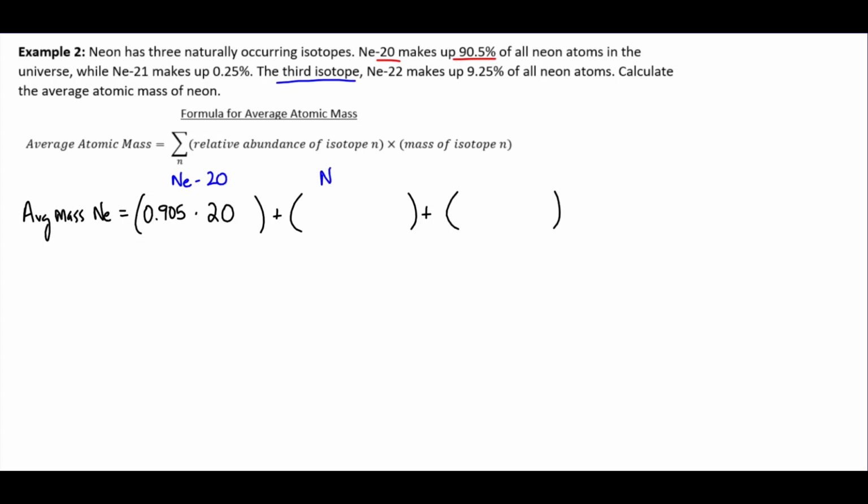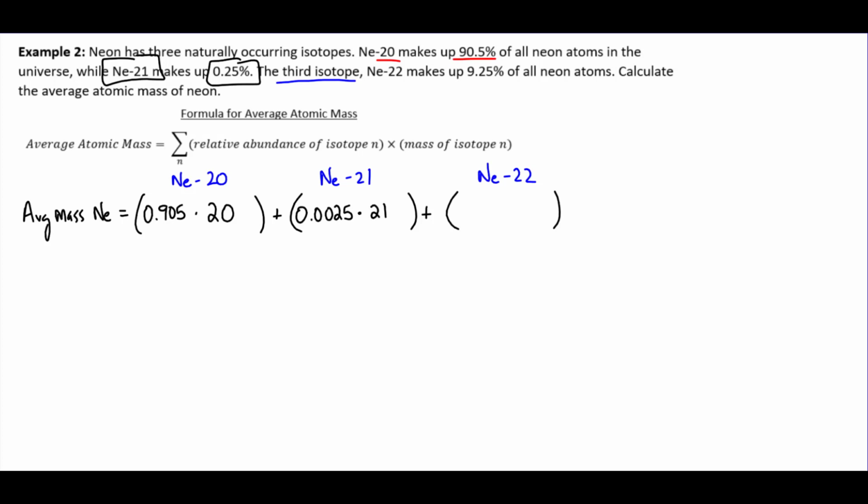I'll go ahead and set up neon-21 right here, and this is neon-22. So neon-21 has an abundance of 0.25%, but I need to move that decimal. So that's 2 zeros and then the 25, and we'll multiply by our mass.